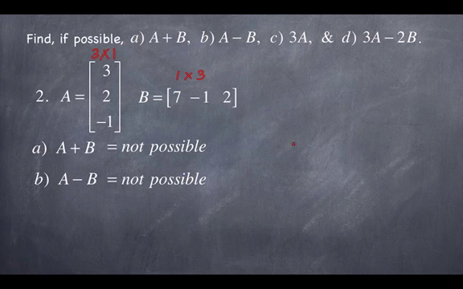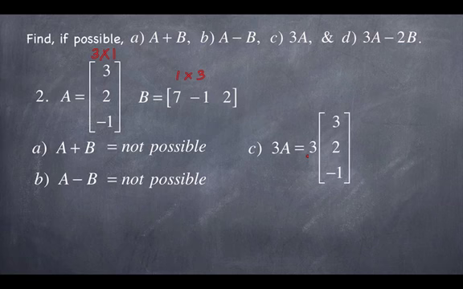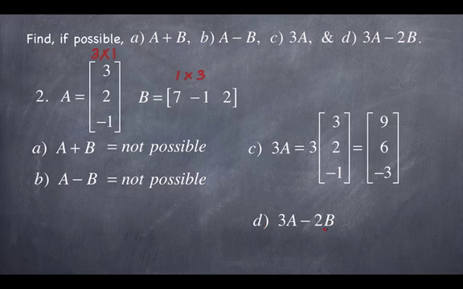For letter C, 3 times matrix A, this is just a scalar times matrix A, this one it is possible. Once I simplify, I end up with the following. I multiply each of these entries by 3. And letter D, again, this is not possible. Let's move on to the next slide.